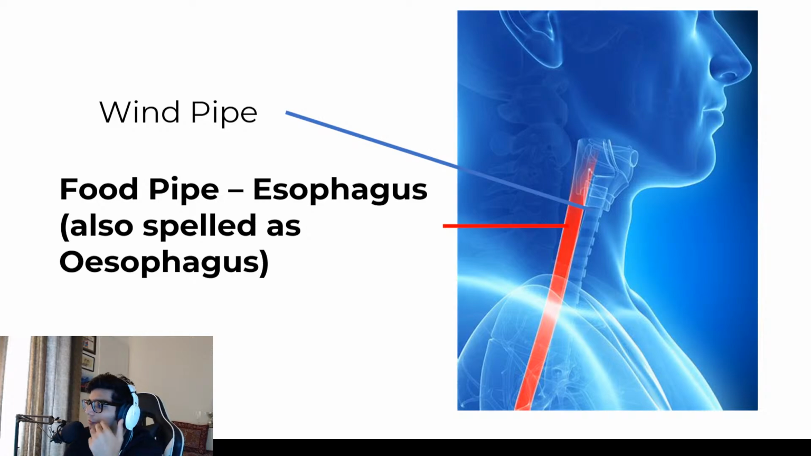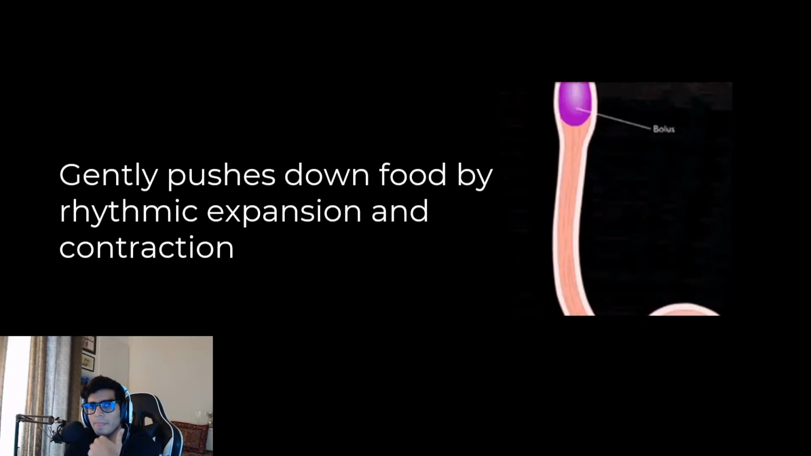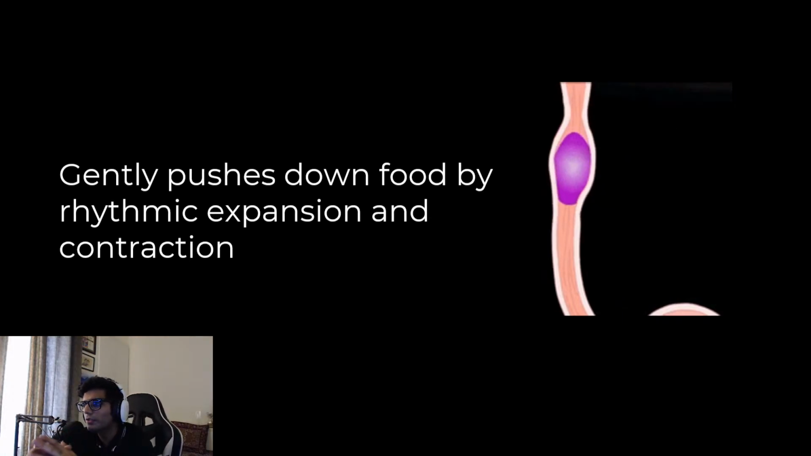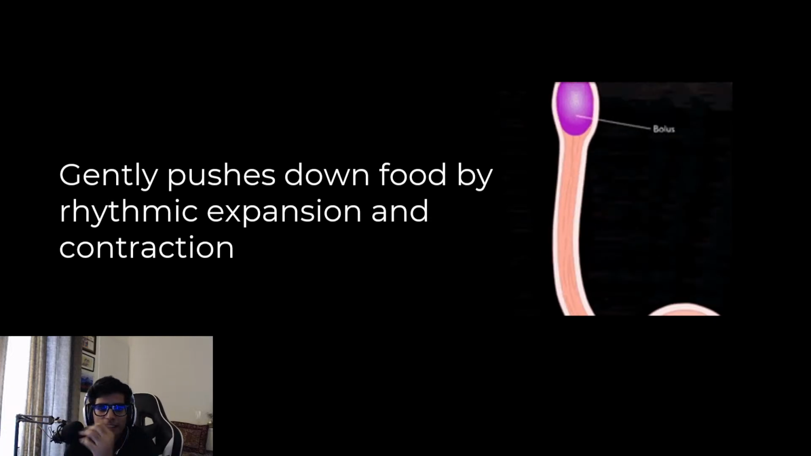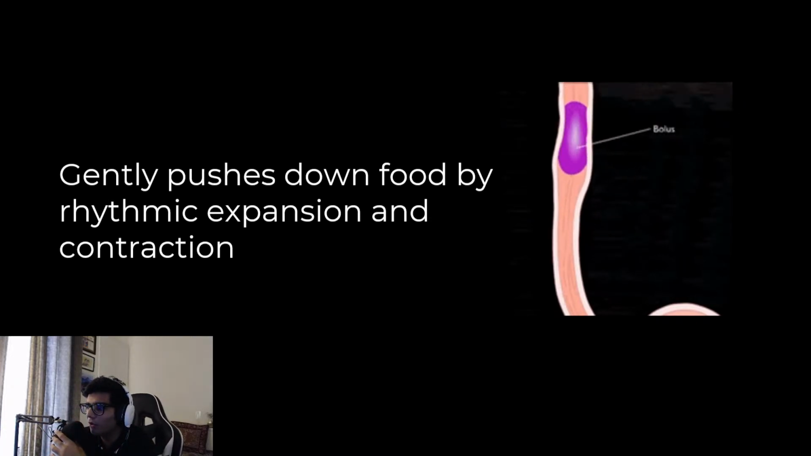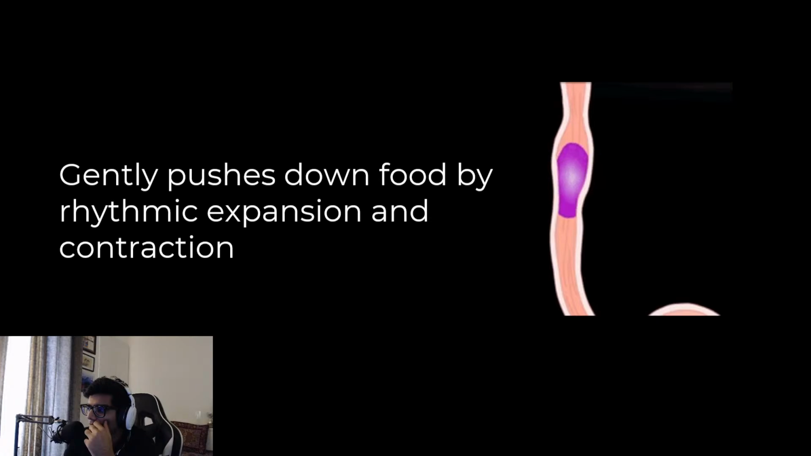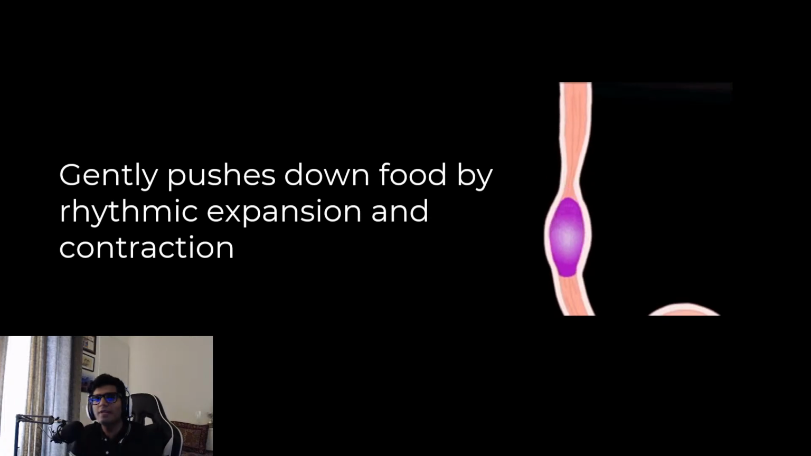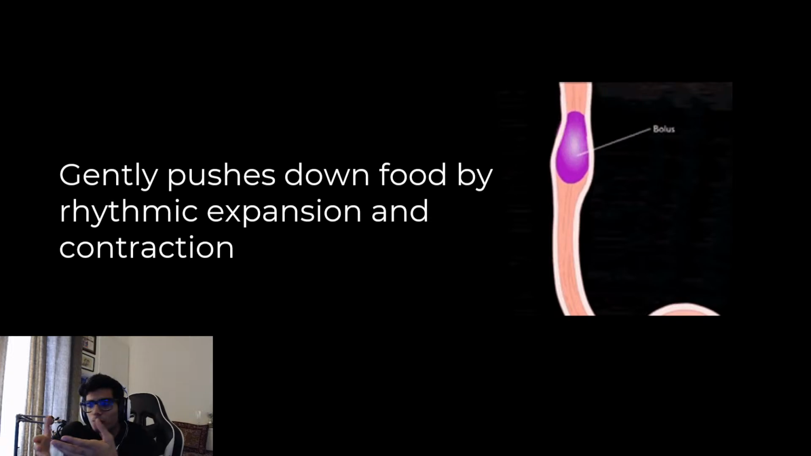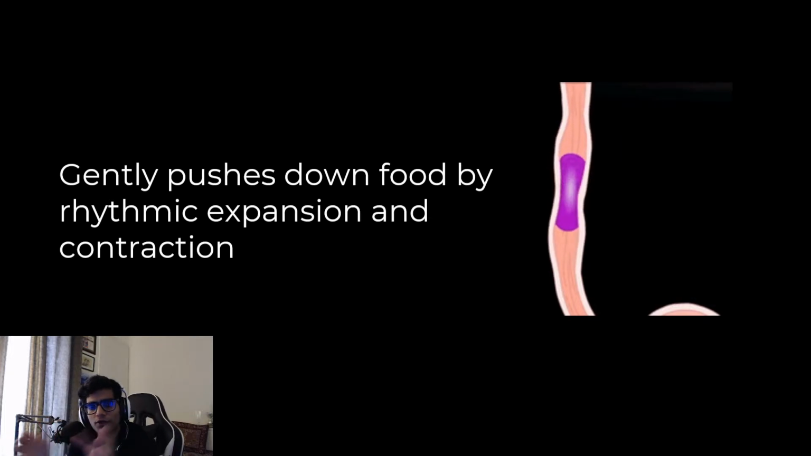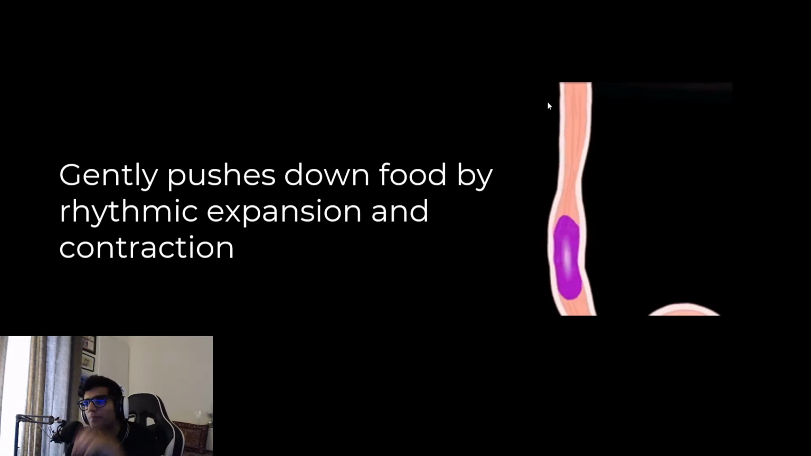So the swallowed food, through this food pipe, gets transferred into here, and it gets gently pushed down by a rhythmic expansion and contraction. I'll tell you what's happening on the screen right here. There's a series of wave-like muscle contractions. The food pipe is going to expand and contract in a way so that the food gets passed on easily.